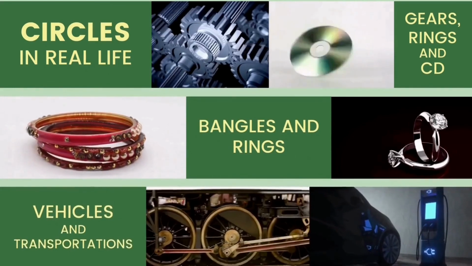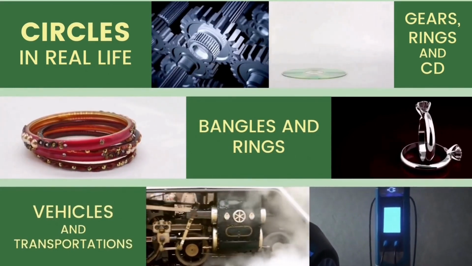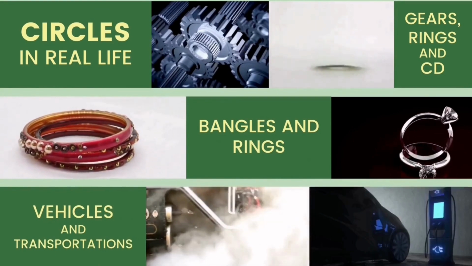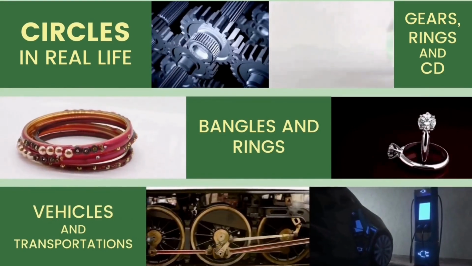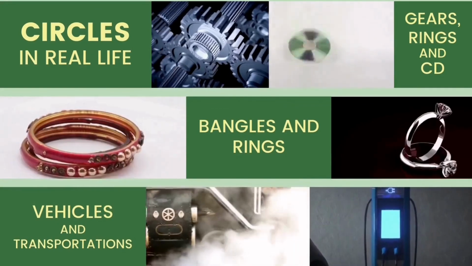Cars, bikes, and other vehicles have wheels for transportation. A circle's form is beneficial as a car or a bike produces a smooth movement to migrate from one location to another.